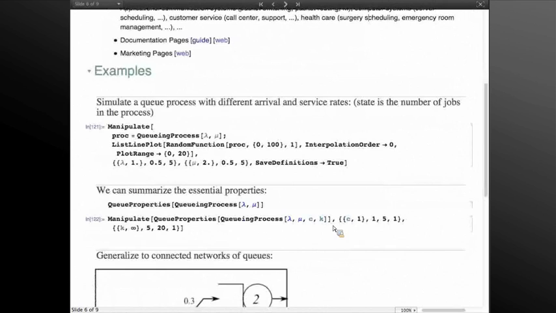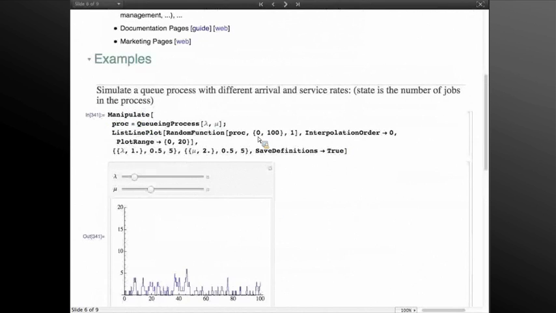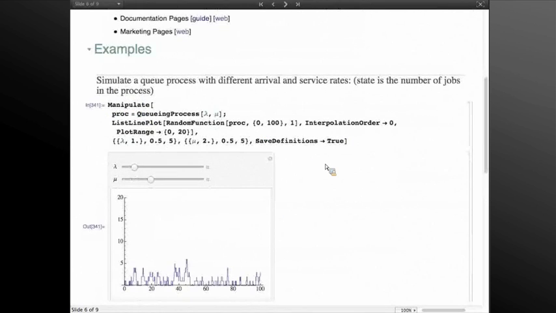So let's get a little bit more understanding of how this model works. The state of a queuing process is the number of jobs or customers in the system. So here I have a single queue and a single server. You give two numbers here, the service rate mu and the arrival rate lambda. This means that there is an exponential distribution between the arrivals, and an exponential distribution between the service completions.